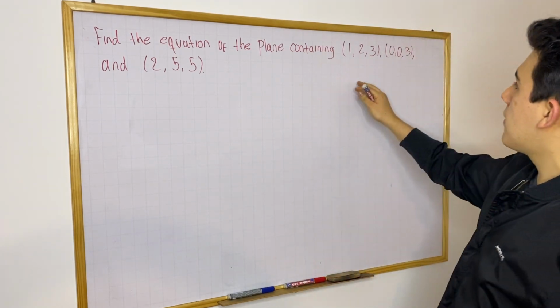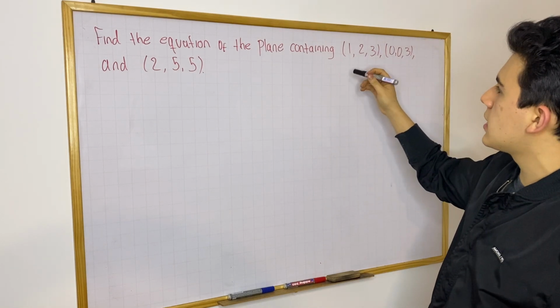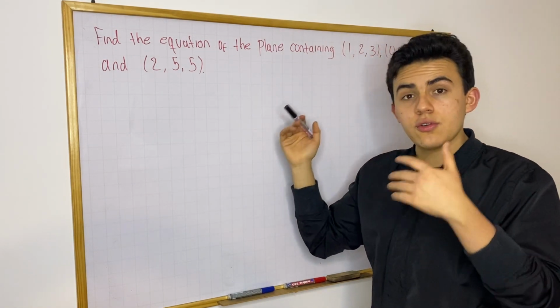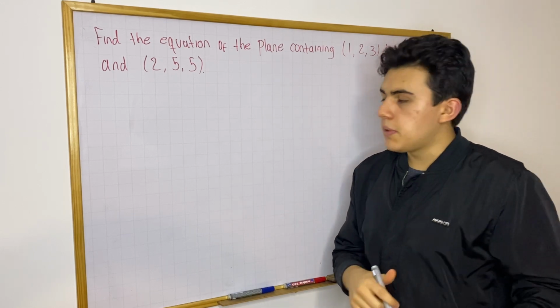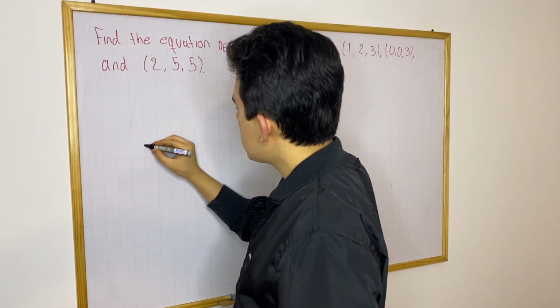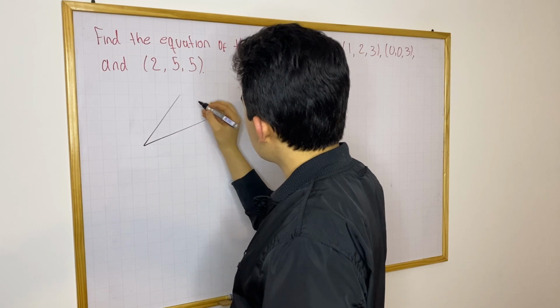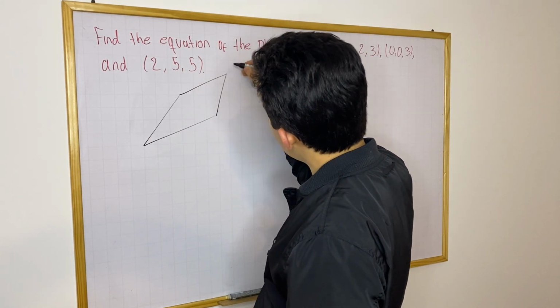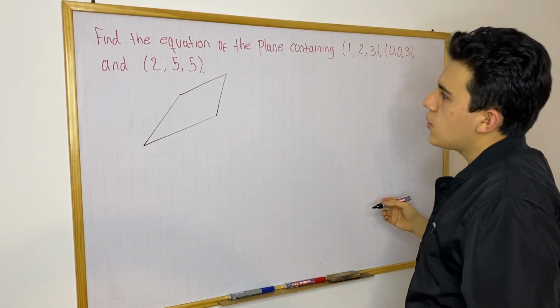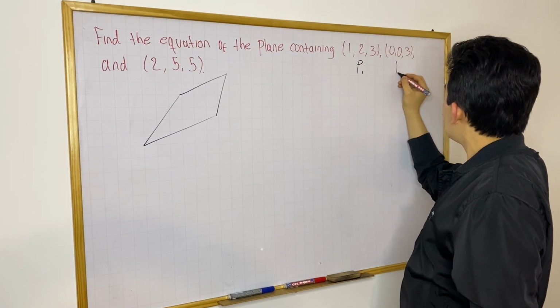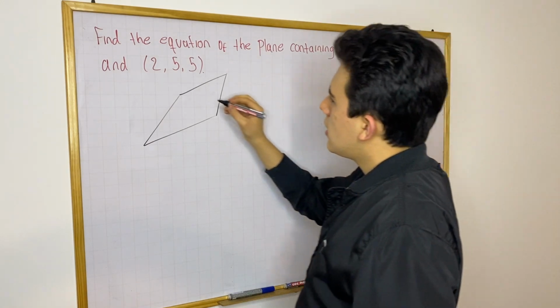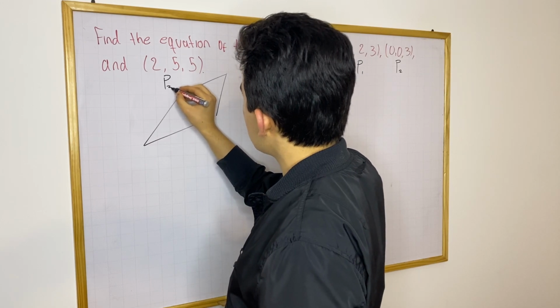In this problem we have 3 points with known coordinates, and we need to find the equation of the plane containing these 3 points, okay? So first of all, let's make a diagram of this situation. Let's say this is the plane that we have. We're going to have 3 points: this is going to be P1, this will be P2, and this will be P3, okay?